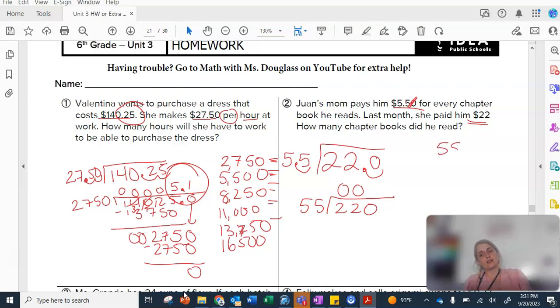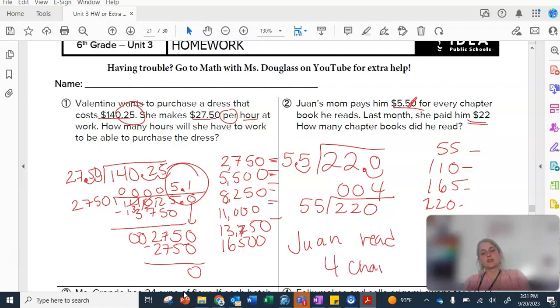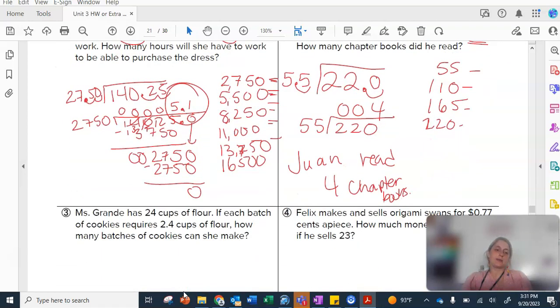But I have 55. 55 plus 55 is 110. Plus another 55 is 165. Plus another 55 is 220. There, done. 1, 2, 3, 4. Juan read, write me a sentence. Juan read 4 chapter books and got paid to do it. Nice job, Juan. Next problem.